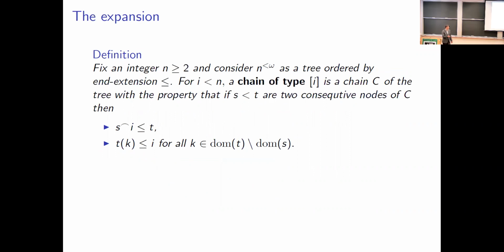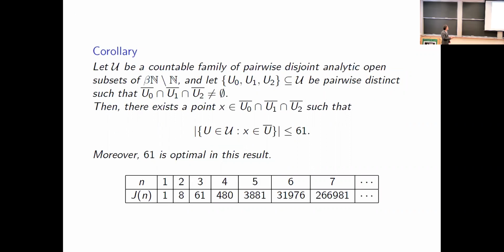Yes? Sorry? J is this 61, this number that corresponds to 3. What is the other J? What's the definition of J? No definition. It's simply the best. If I tell you that J of 3 is 61, then you have a definition of J, right? It is the minimal number so that this statement is true for this number.